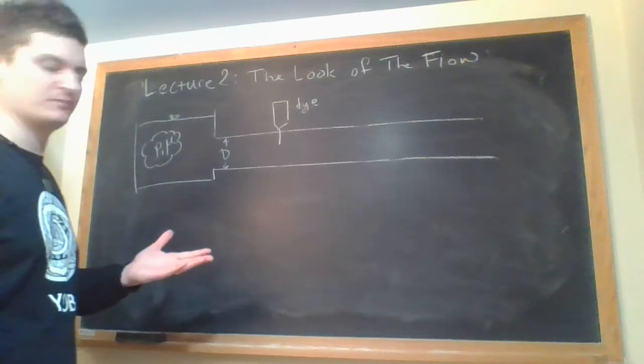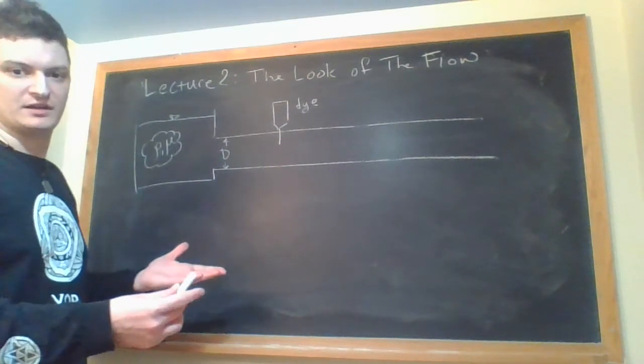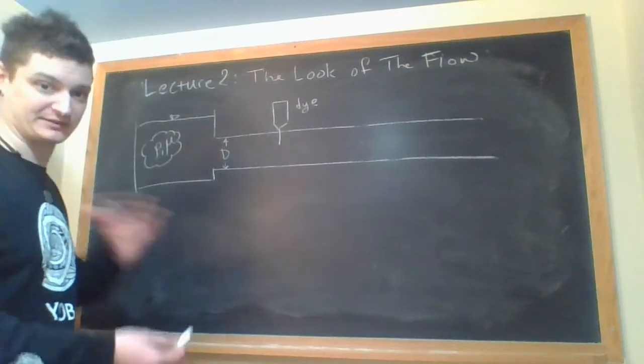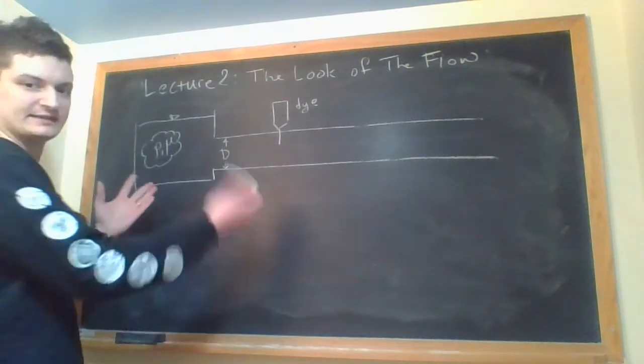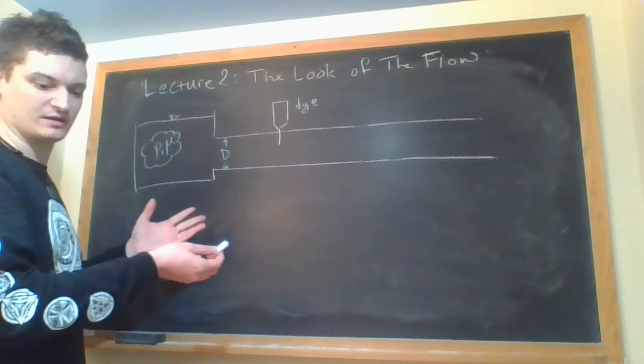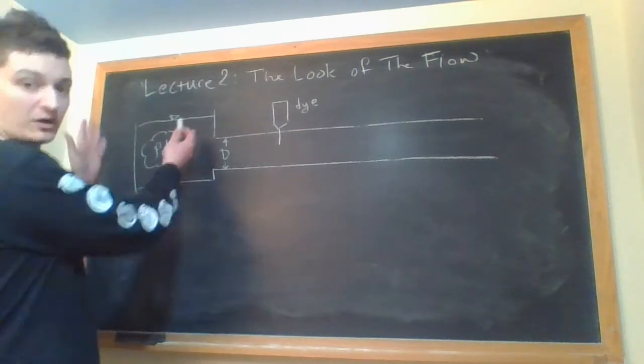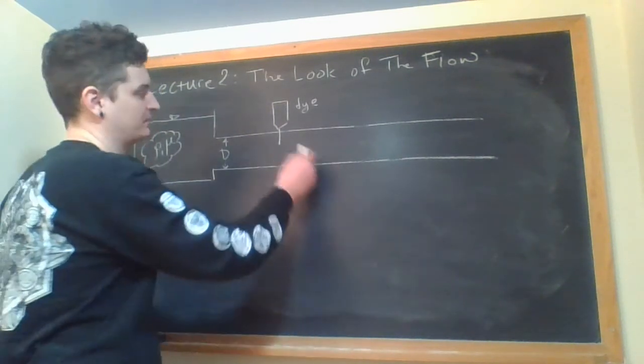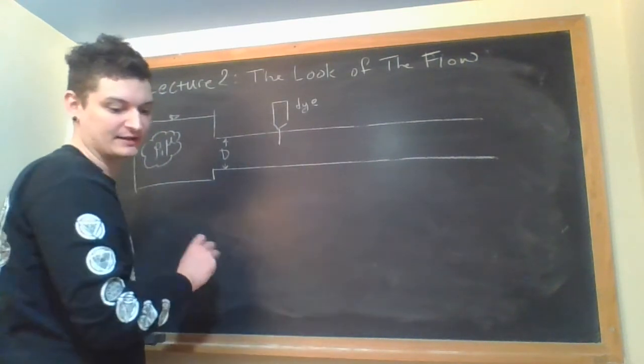So one of the earliest looks at flows was an experiment by Reynolds himself, right? He's the one that came up with this whole number, and it was a way to quantify how this experiment changed based on this one number. So he had some large reservoir of fluid, and then it fed into a very long tube, and then he put a little injector of dye right in there.